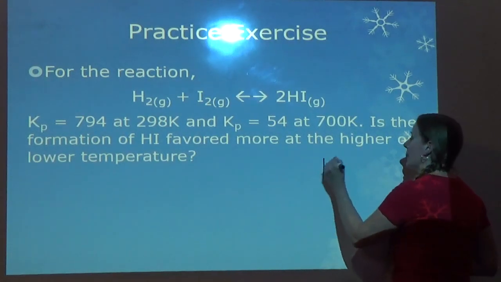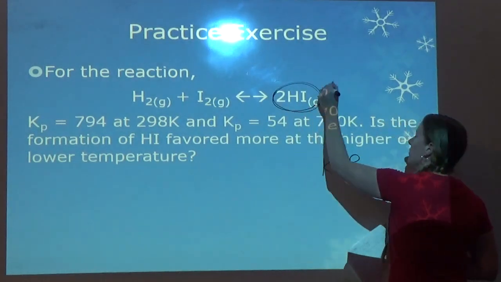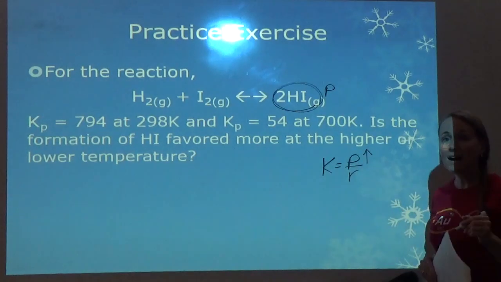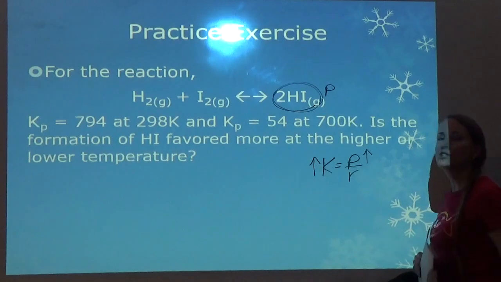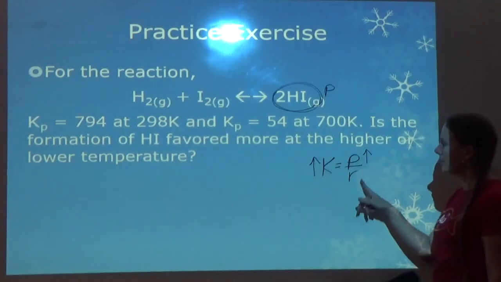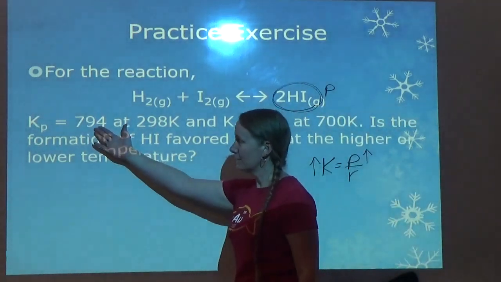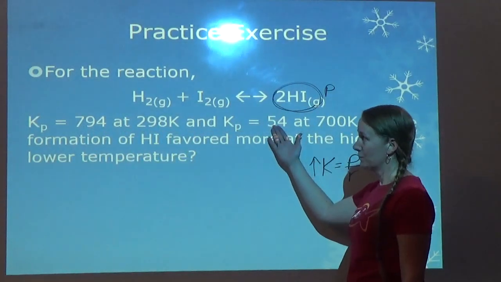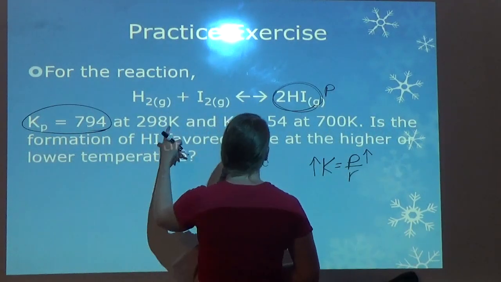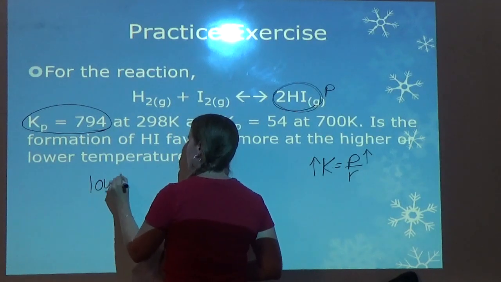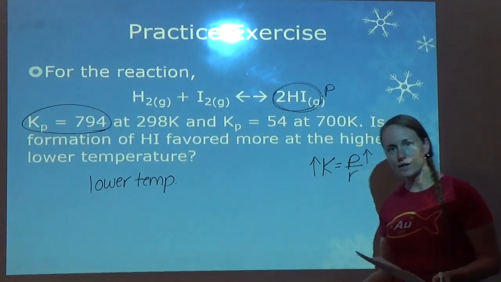So remember, y'all, K is just products over reactants. HI is a product, so I want high products. Since that's in the numerator, I want a large K value. If I wanted high reactants, I'd want a small K value. So then I just look. Here K is 794. Here K is 54. So where is HI favored? At the 794, so at the lower temperature. The lower temperature would favor it because it has the higher K value.